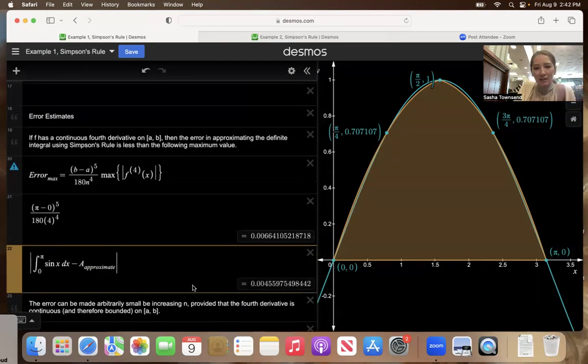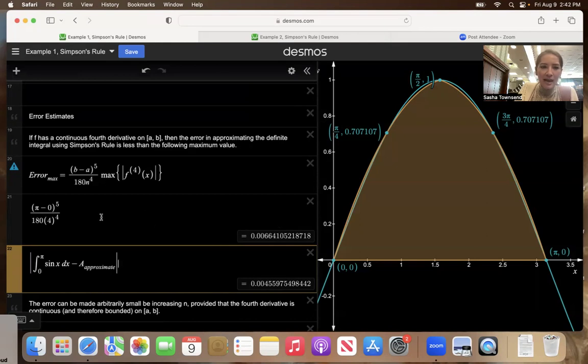And we see our actual error was 0.0046, and the maximum error was 0.0066. So our actual error was less than the maximum error. This just gives us an interval.